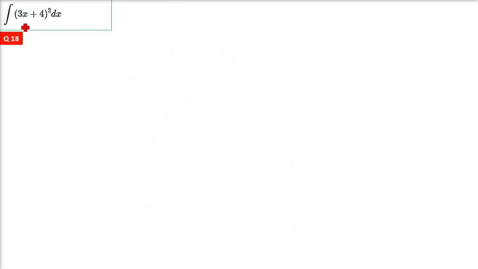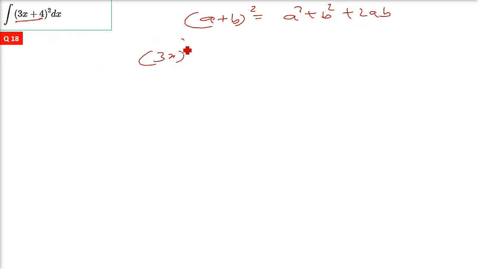Now the next one. This is a very, very straightforward question because it just needs one formula, a plus b whole square, and integration of x raised n, which you are aware of now. So a square plus b square plus 2ab, a is 3x, b is 4. So I'm just squaring it, using a as 3x and b as 4. So you have 9x square plus 16 plus 2 times 4 is 8, 8 times 3 is 24, 24x.